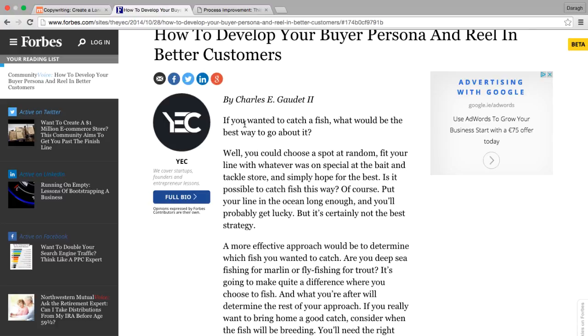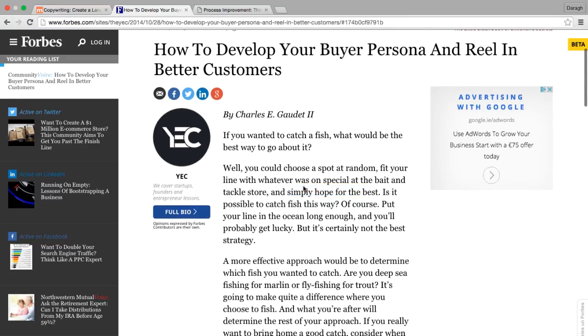So he talks about, if you wanted to catch a fish, how would you do it? And then he really talks about the problem. Well, you could throw a line in the ocean and hope for the best. And that is really the problem that people have in terms of developing the buyer persona, not having a strategy or a way to do it. And so he sets up the problem, helps you identify with it and understand it, and then he goes on to give the solution later on.